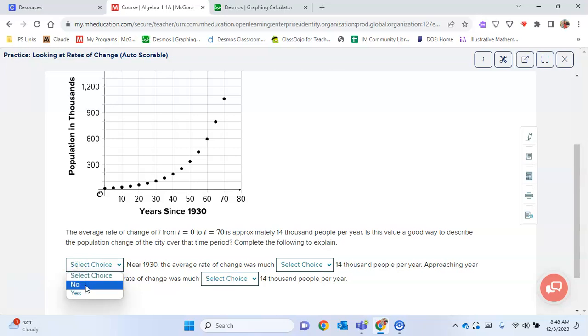No, it is not. Near 1930, the average rate of change was much... Okay, so if you look, it barely goes up from 1930 to 1940, right? But from, what is this, 1990 to 2000, it goes up a lot. So the average rate of change was less than 14,000 per year. Approaching the year 2000, the average rate of change was much greater than 14,000 per year.